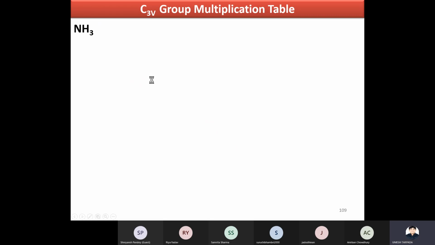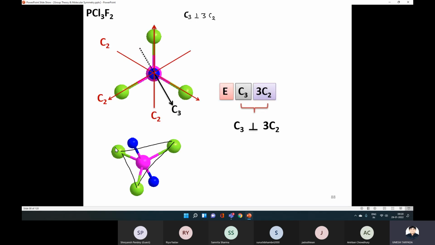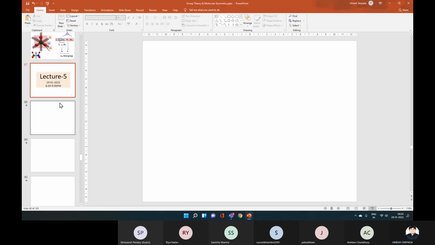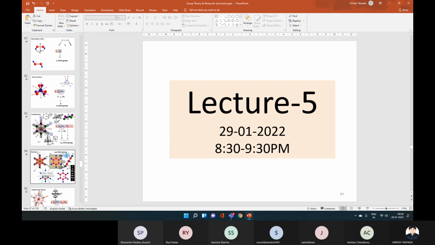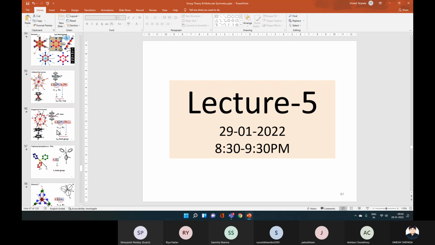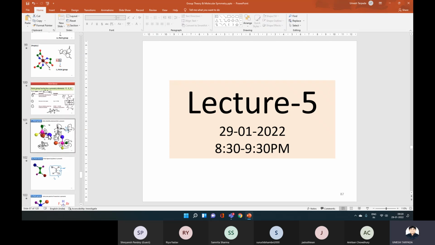See, there are four main rules which you should keep in mind whenever you are multiplying any two symmetry elements. The first one is the law of multiplication. The second one is the law of identity. The third is the law of reciprocal and the law of association.